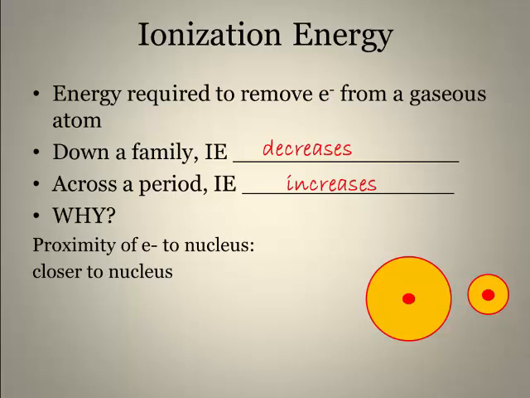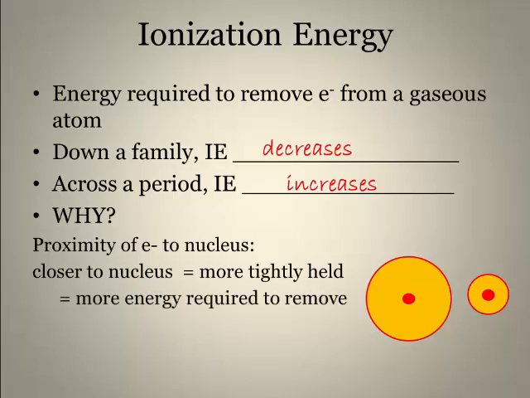The closer the valence electrons are to the nucleus, in other words, the smaller the atomic radius, the more tightly those valence electrons are pulled by the nucleus. The more tightly held the electrons are, the more energy it will take to remove said electrons. More energy equals a higher ionization energy value. So as atomic radii increase, ionization energies decrease, and vice versa.